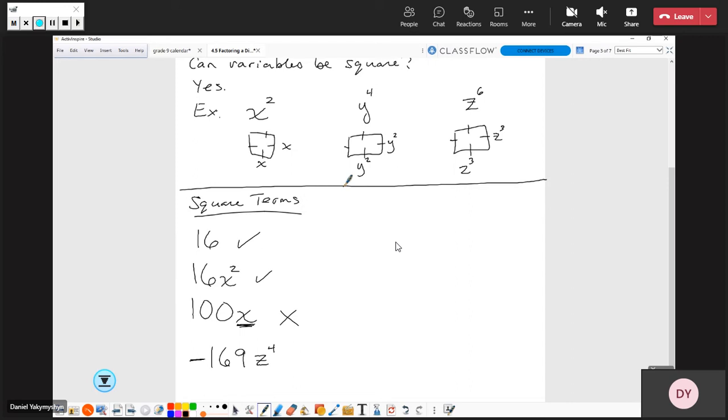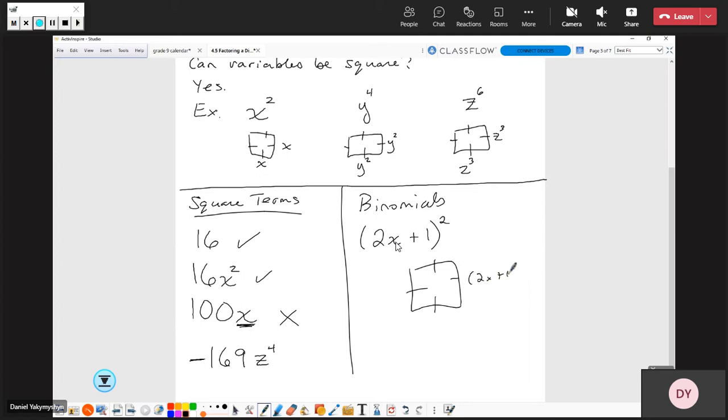And the last thing I said is binomials. Can binomials be square? I mean, sure, like what if you had like 2x plus 1, right? And you're like, whoa, probably not. But then I did this. Is that square? Yeah, absolutely. Because this would just be the result of doing 2x plus 1 times 2x plus 1. Anything multiplied by itself, we kind of simplify to something like that where we just say that it's squared.